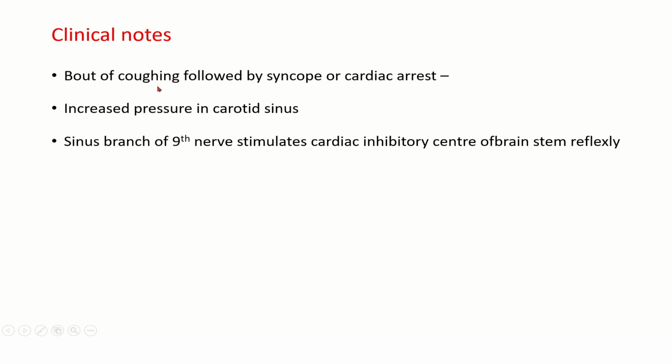As there is a bout of cough, there is increased pressure in the neck region, which gives a perception that there is high pressure within the carotid sinus. So ultimately the compensatory mechanisms will try to reduce the blood pressure. They do this by stimulation of the sinus branch of the glossopharyngeal nerve, which will reflexly inhibit the cardiac centers of the brainstem.